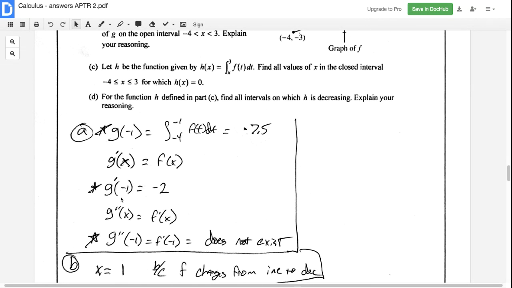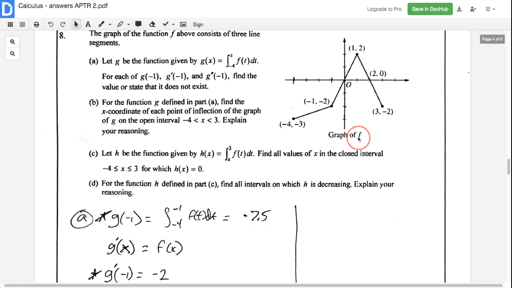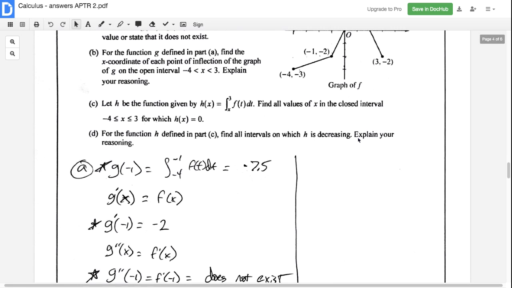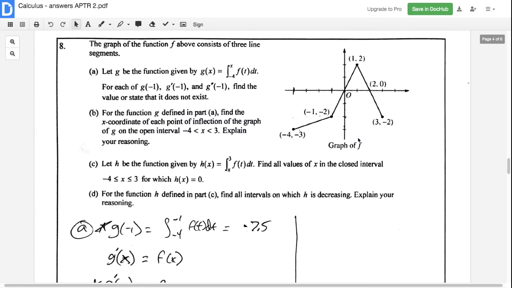Then I take the derivative again to get g double prime. The derivative of g prime gives me g double prime, and the derivative of f gives me f prime. So g double prime of negative 1 equals f prime of negative 1. If I have the graph of f and I want f prime, then I'm looking for slope, and we want the slope at negative 1.